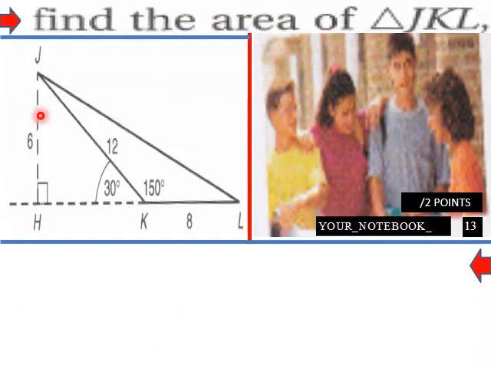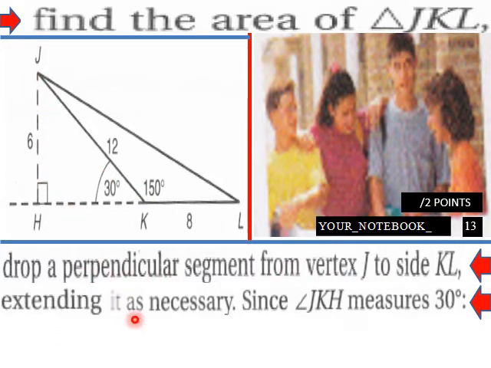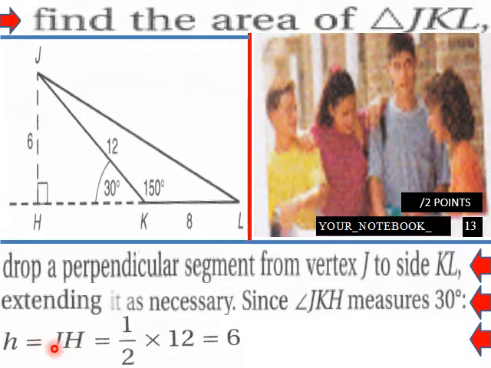Find the area of triangle JKL. So we have JKL, and we can figure out a height here. Drop a perpendicular segment from vertex J to side KL, extending it as necessary, since angle JKH measures 30. Height JH would equal 1/2 times 12 here. 1/2 times 12 would equal 6.